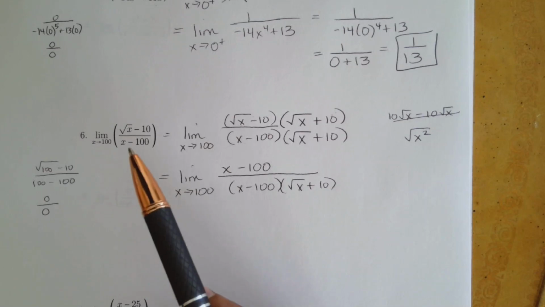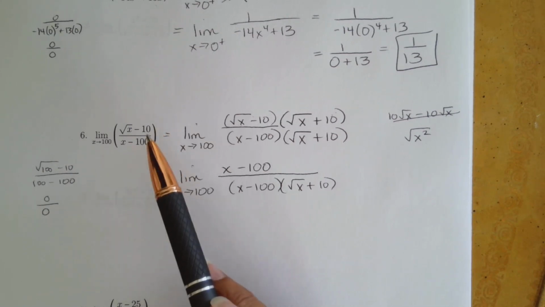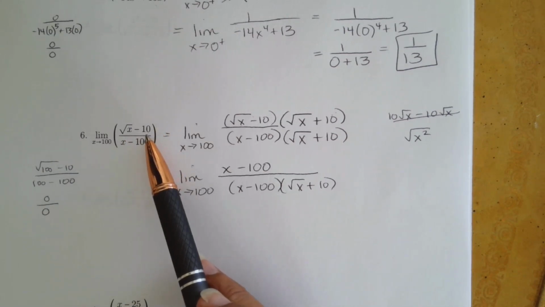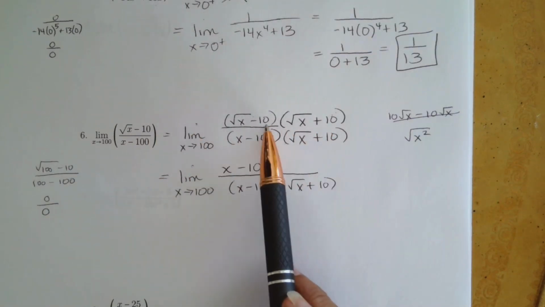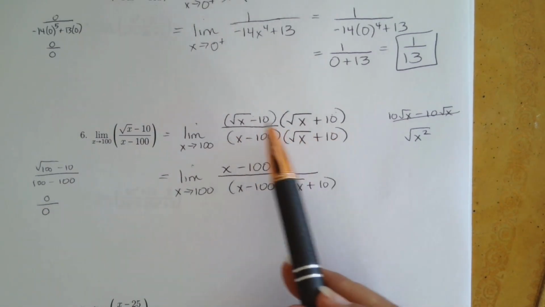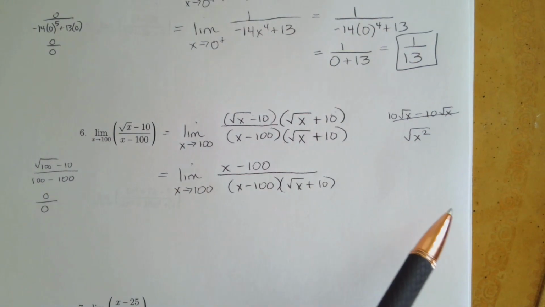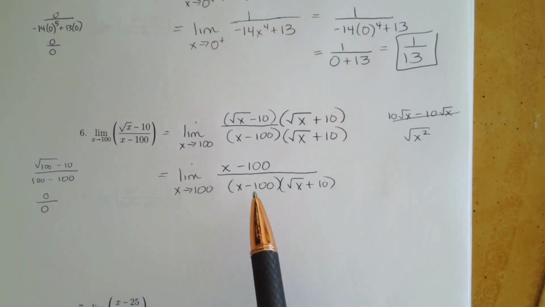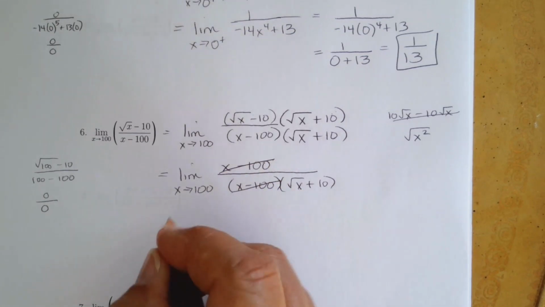So let me go through those steps again real quick. So when you have a radical in one of the two parts of the fraction, take that part and multiply the top and the bottom by the conjugate of the term with the radical. Multiply or FOIL out the conjugate part, leave the other part alone. And then now we're at the step where we're going to simplify, and we can cancel this with this.